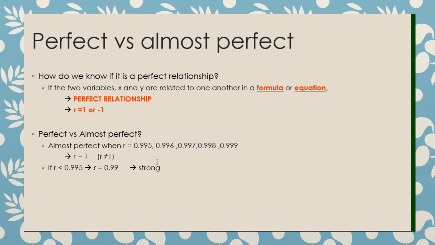Okay, what is the difference between perfect relationship and almost perfect? Perfect must be R equals to 1. All right, almost perfect is when your R is 0.995, 0.996, 0.997, 0.998, 0.999. Why? Because when you round off to 2 decimal place, it will be approximately 1. So this is what you call almost perfect. It's not equal to 1, it's almost perfect. Less than 0.995, it will still be strong. Why? When you round off, you still get 0.99, isn't it? All right.